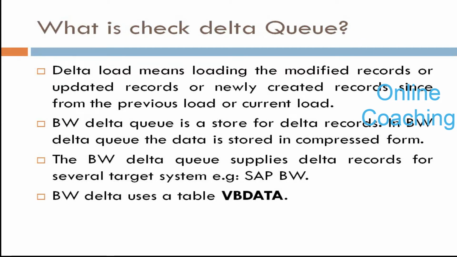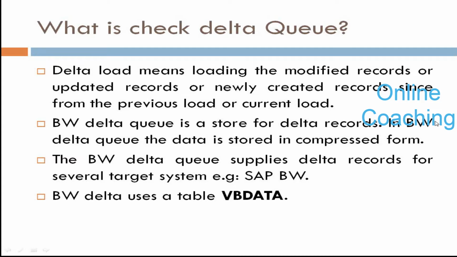What is a check delta queue? You know very well what a delta is. What is a delta? Any idea? Anyone? Incremental. What do you mean by incremental? The next thing. What happened, Raj? You forgot what delta is?